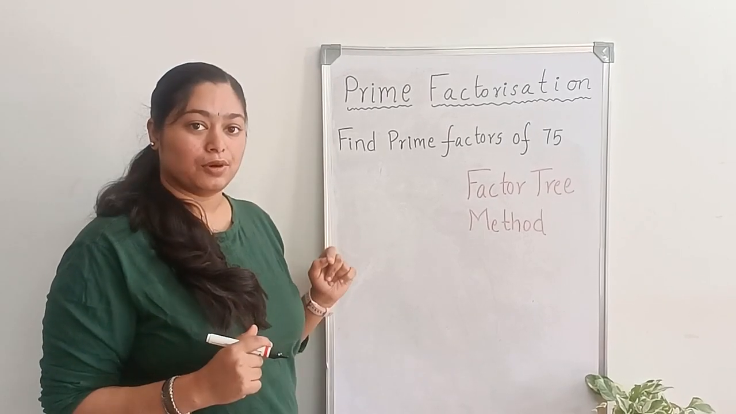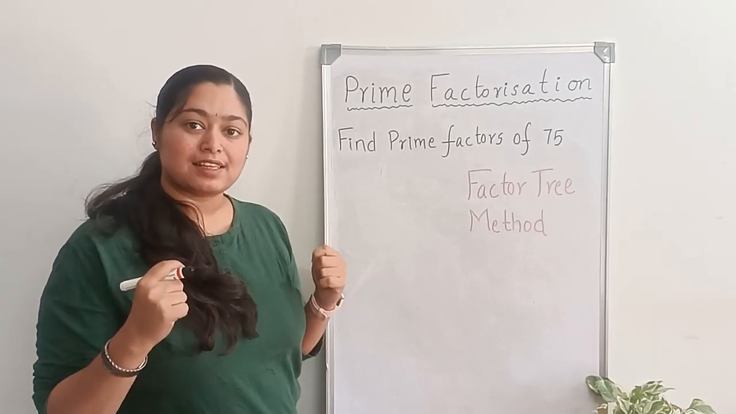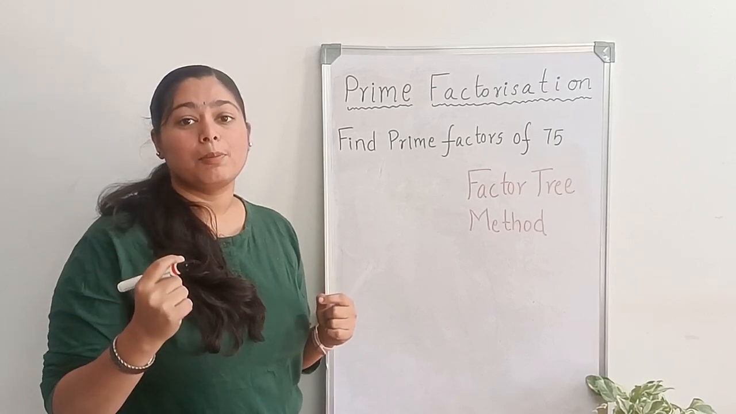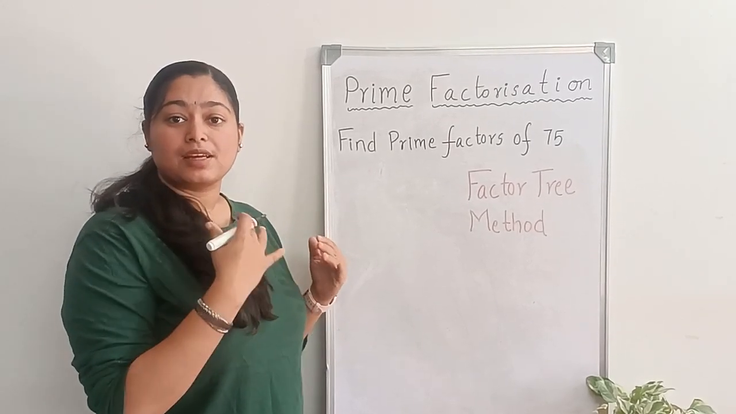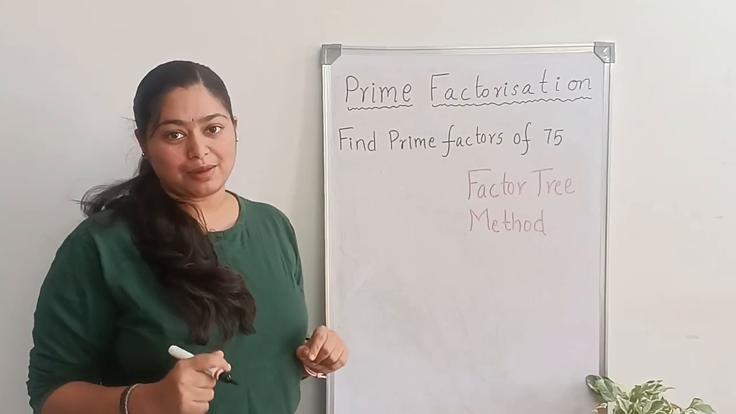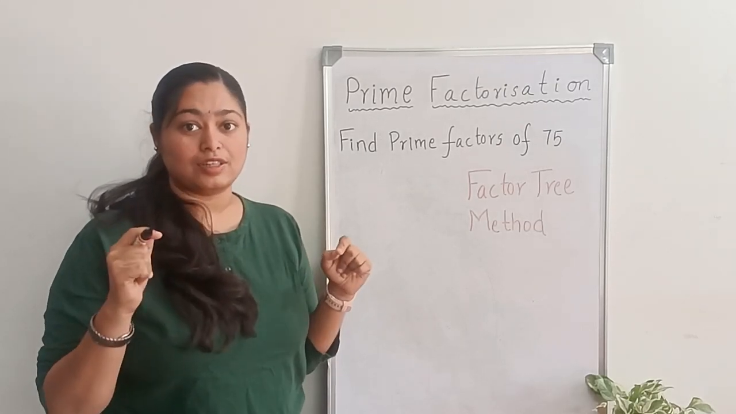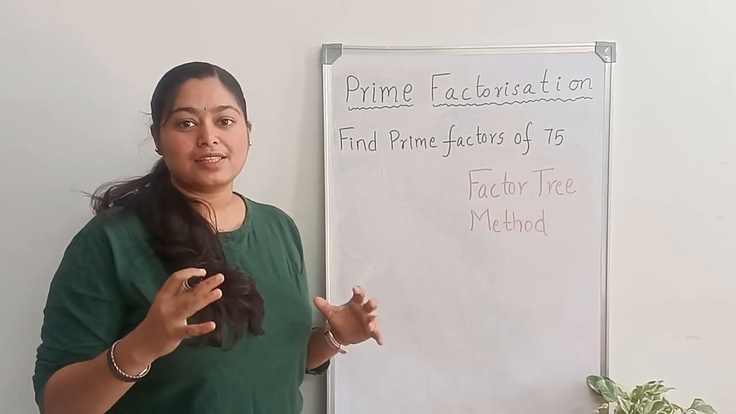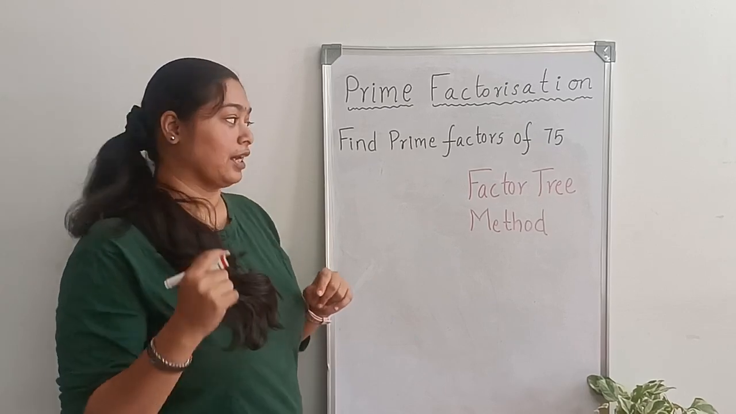So I have written here a small question. Find prime factors of 75, which means we are going to split 75 into its factors, and that too specifically prime factors, which means the numbers which do not have any other factors except itself and the number 1. So we have different methods to do prime factorization, but I am going to start with the easiest method, that is the factor tree method. Yes, we are going to draw a tree. You might have seen family trees in pictures and all. In the same way, let's draw a family tree for the number 75. So let's see how we are going to do that.